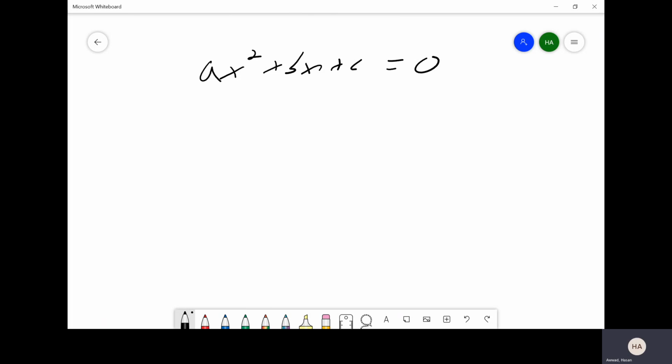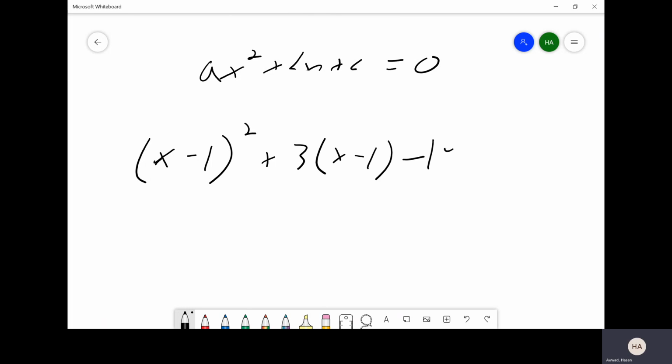Right? So our goal is, regardless of what we're given, we're going to be substituting somehow so that we get something that looks like this in standard form. Okay? So let's look at our first example. Let's say we had (x minus 1) squared plus 3 times (x minus 1) minus 18 is equal to 0.